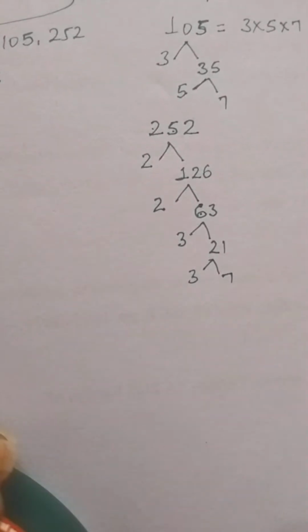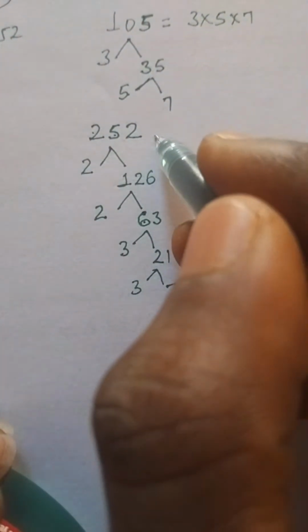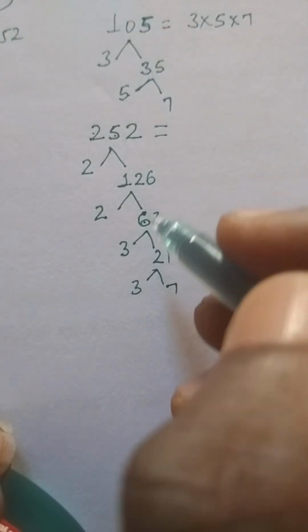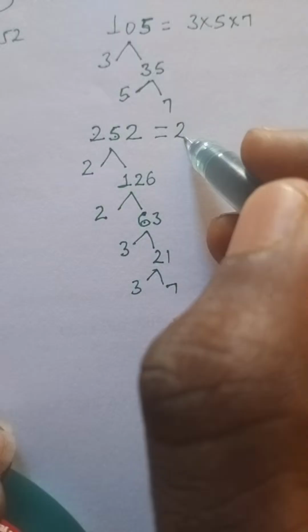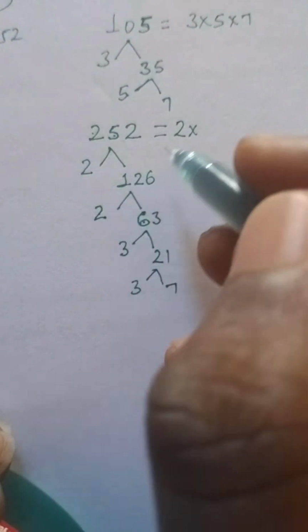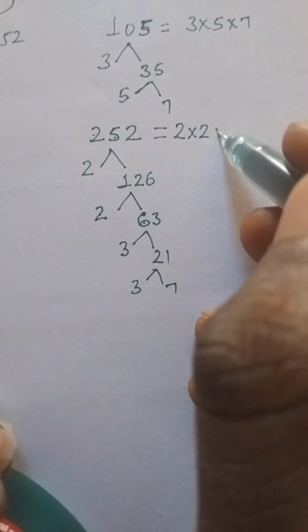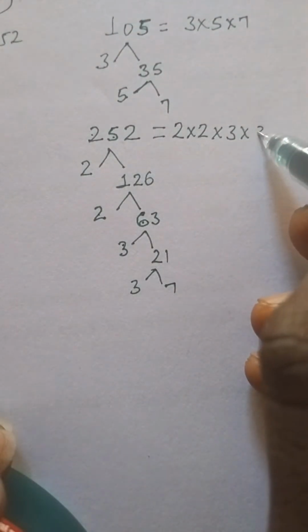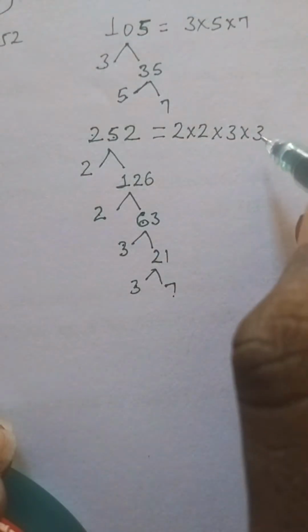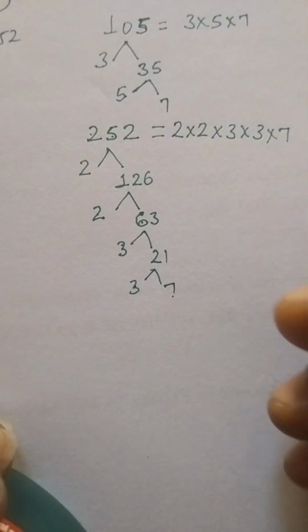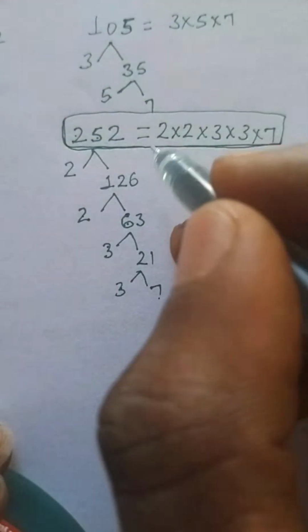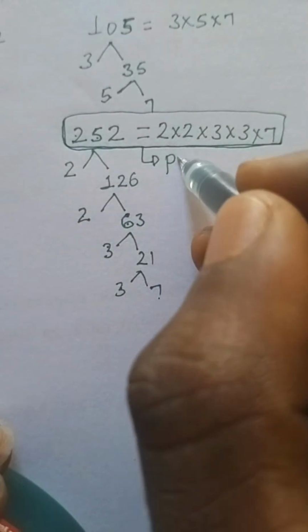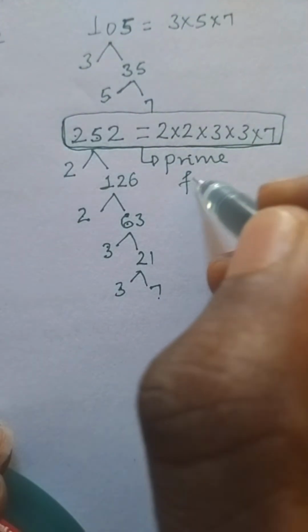So 252 can be expressed as 2 times 2 times 3 times 3 times 7. Yes, so this kind of expression is called prime factorization.